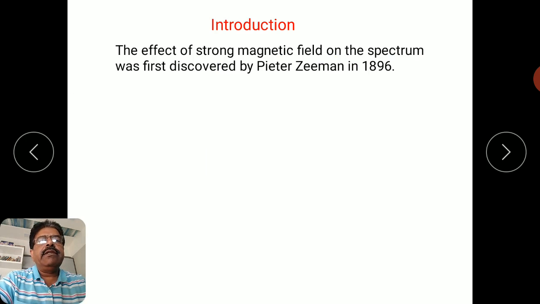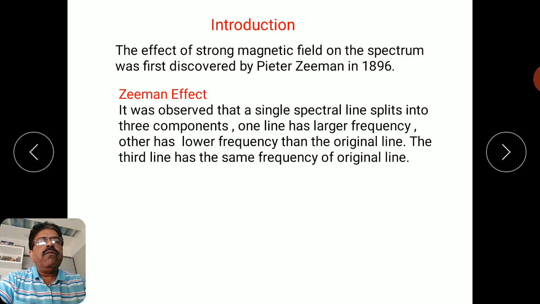So, Zeeman effect is one of the historical inventions in the history of spectroscopy. So, what is actually this Zeeman effect? If you apply a very strong magnetic field, then the effect on the spectrum was first discovered by Peter Zeeman in 1896. And what he observed is that a single spectral line splits into three components.